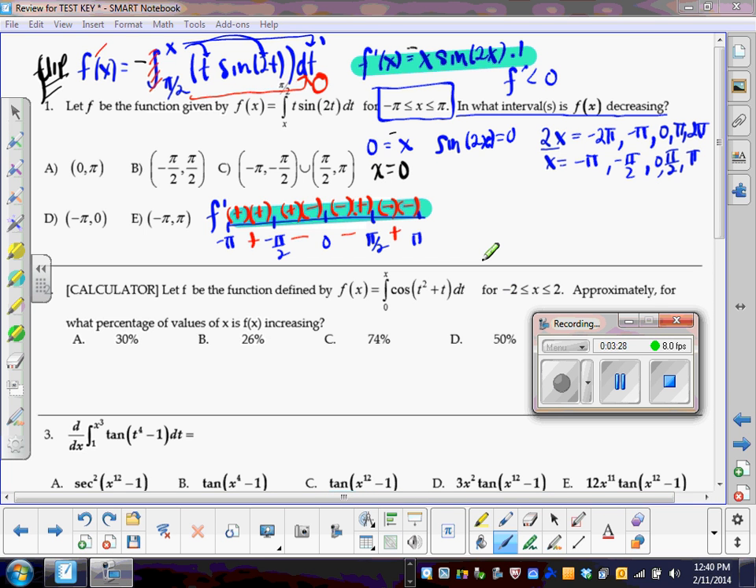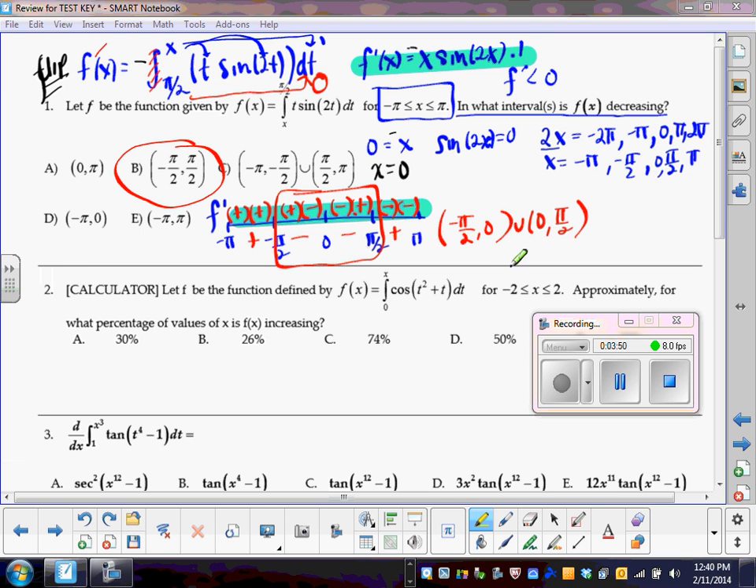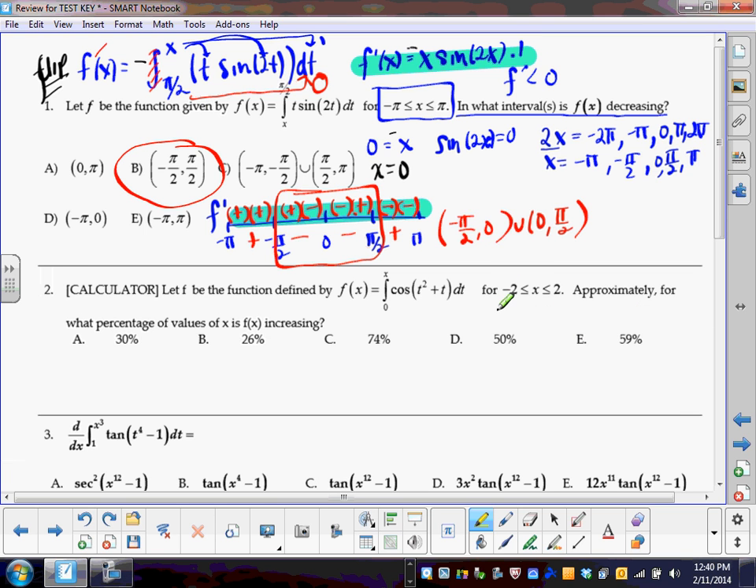Okay, so now we need to consider where f is decreasing. The answer choices for this year's exam were a little bit messed up, because the answer would technically be negative pi over 2 to 0 with a pause, and then from 0 to pi over 2. But they only gave us negative pi over 2 to pi over 2. So it's a little bit off, but that happens.